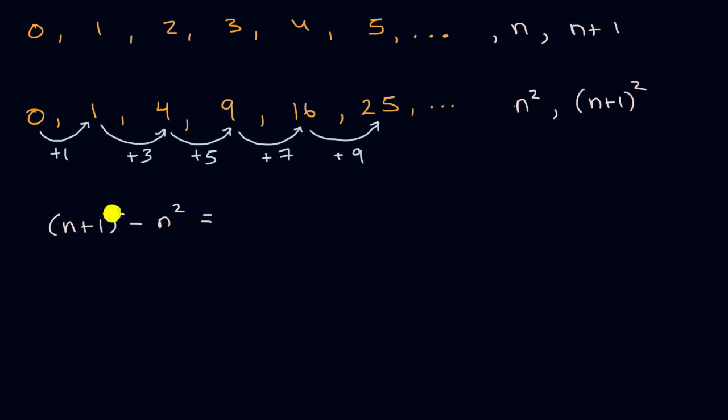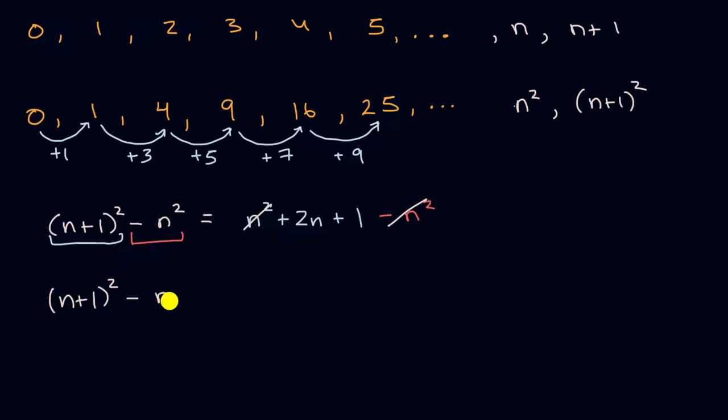So what I'll do is I'm just going to expand out n plus 1 squared right over there. So that is going to be n squared plus 2n plus 1. And then we have this minus n squared here. And so we see that n squared minus n squared cancels out. And so this is really the difference between successive terms in our sequence of integer squares: n plus 1 squared minus n squared is going to be equal to 2n plus 1 for any integer n.